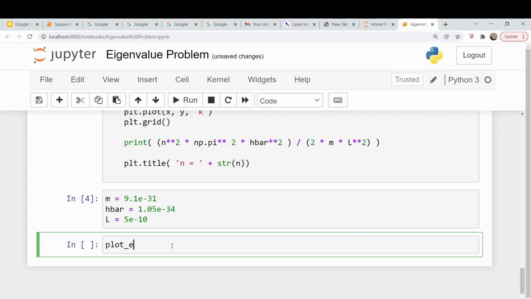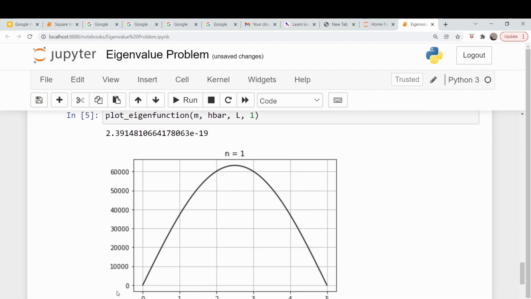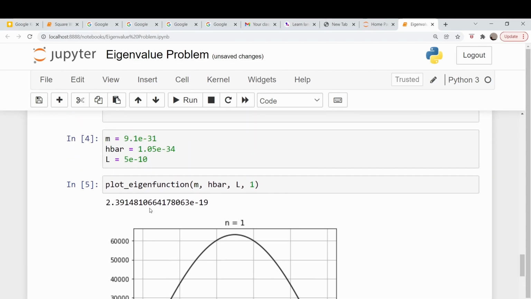Plot eigenfunctions, m, h bar, L, and let's do the first quantum number 1. So this is what our first wave function actually looks like here. It's basically just half of a sine wave. The energy right here in joules is basically 2.4 times 10 to the minus 19.